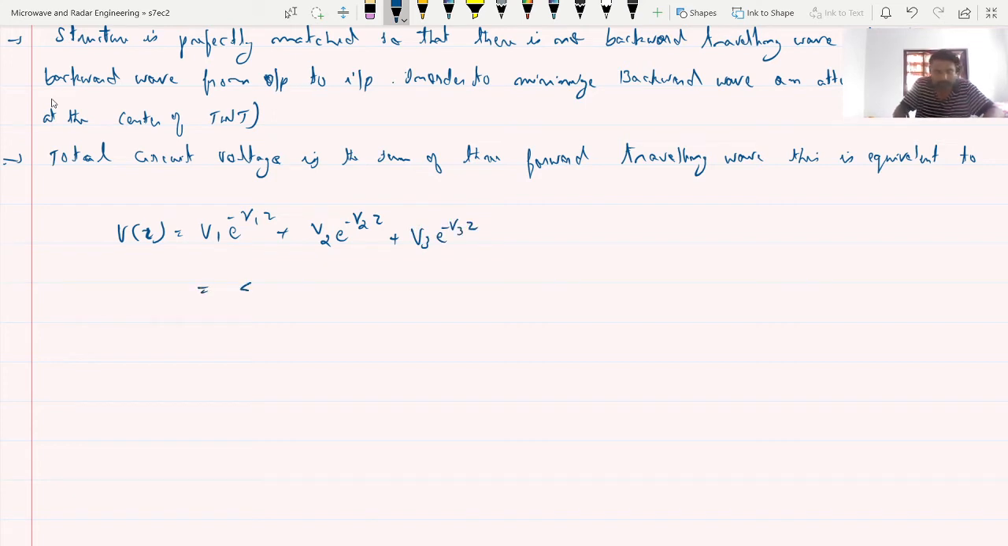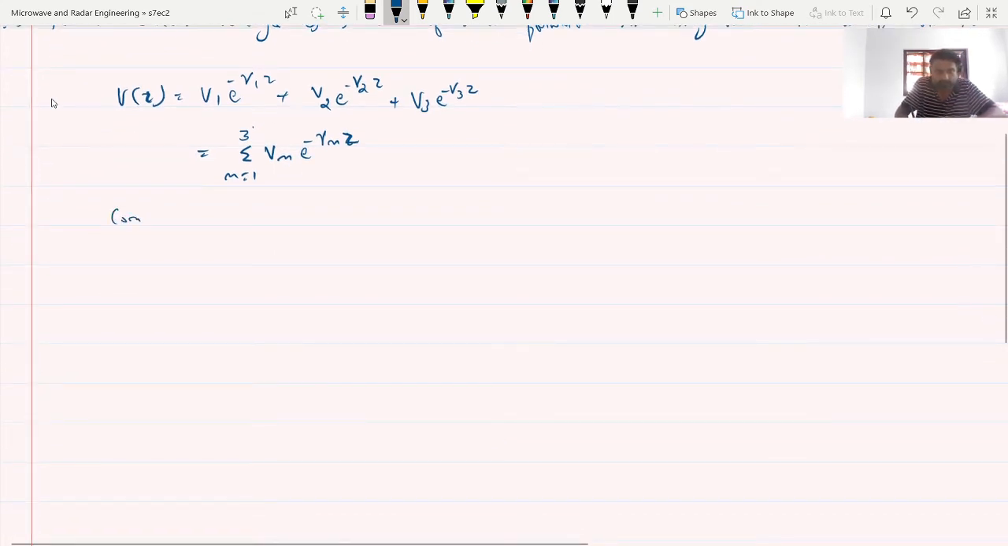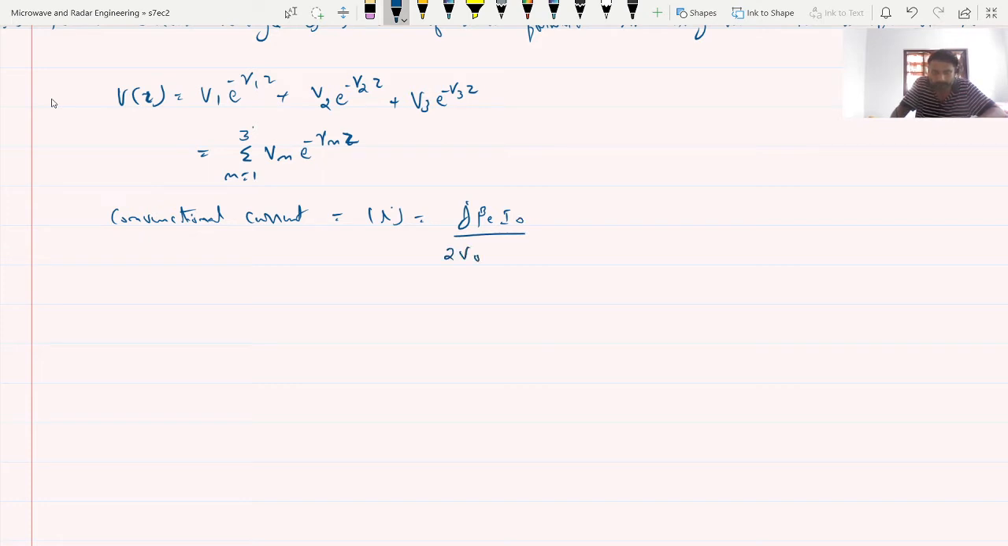Okay, which in general I can write as sigma n equal to 1 to 3 Vn e raised to minus gamma n z. And conventional current is given by, that is, I is nothing but j beta e I naught divided by 2 V naught, j beta e minus gamma the whole square into E1. Okay, that already you know.